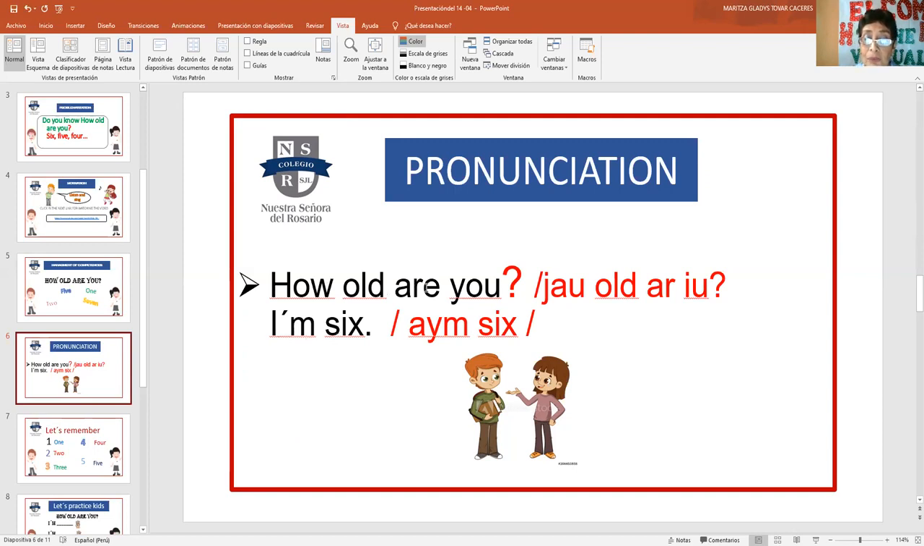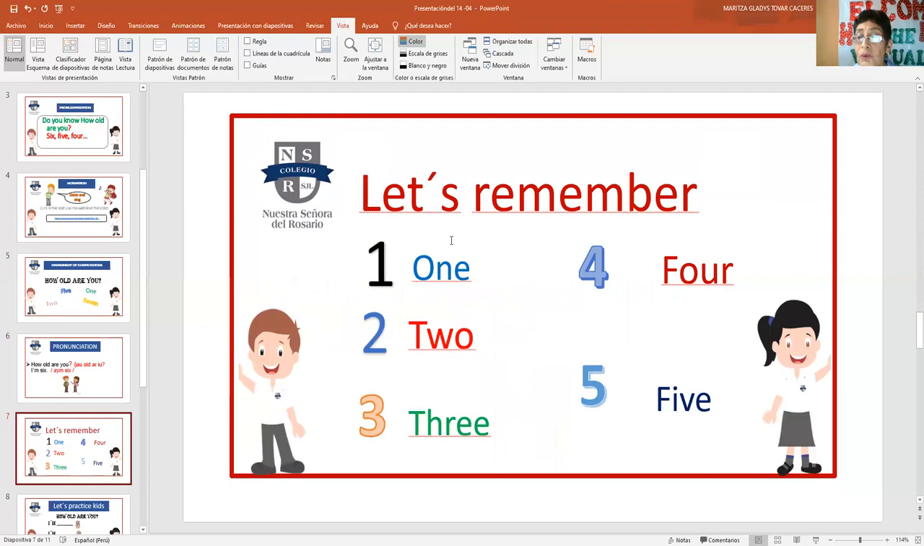So remember the question, and in red is the pronunciation. My question says, how old are you? And the other person is going to answer, I'm 6. Here in this slide, we're going to remember the numbers. We have number 1, number 2, number 3. In the last class we saw the correct pronunciation of number 3. Here we have 4 and 5.